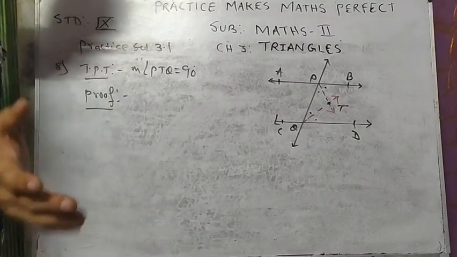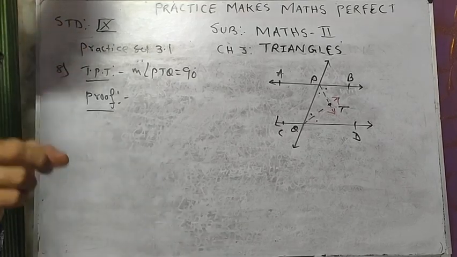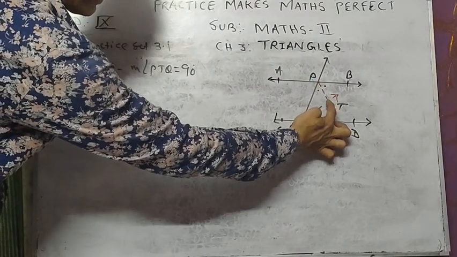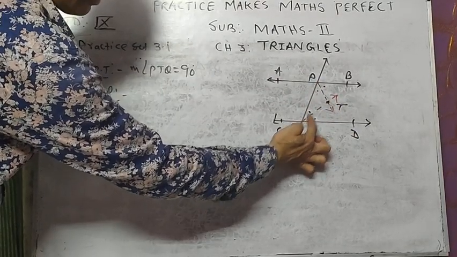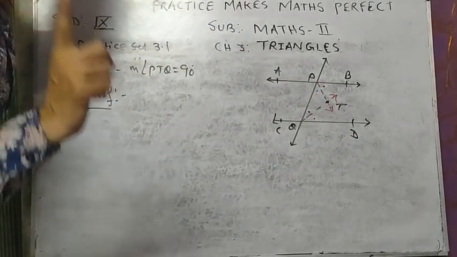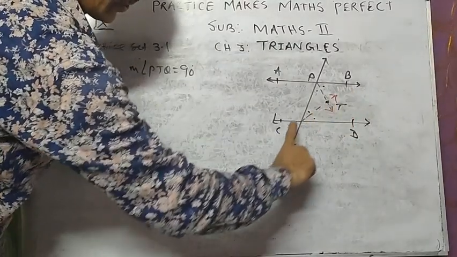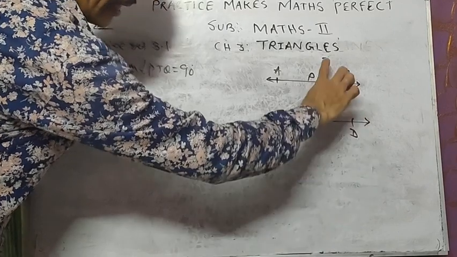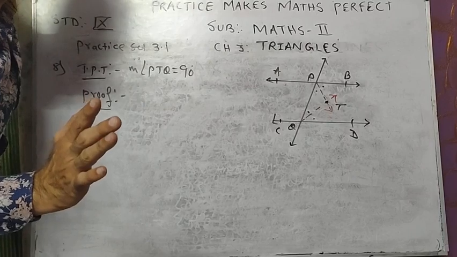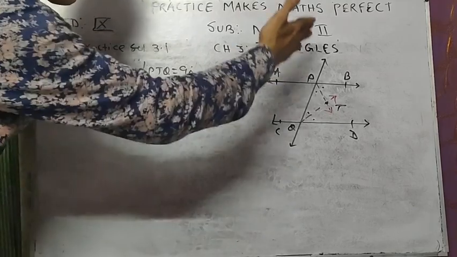Now my dear students, come to sum number 8. The diagram is given to you, and you have to find out the measure of angle PTQ equal to 90. This angle PTQ you have to show is 90 degrees. It is told in the question that line AB is parallel to line CD and line PQ is a transversal. So first of all, we will take the help of these parallel lines and transversal.